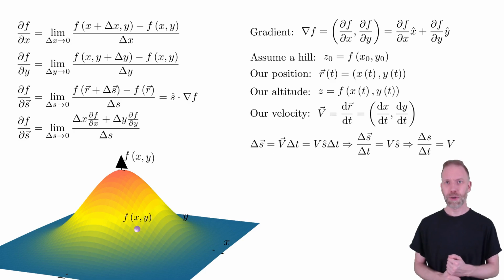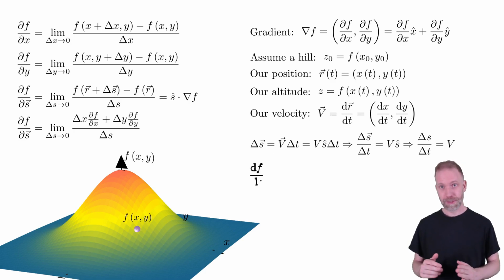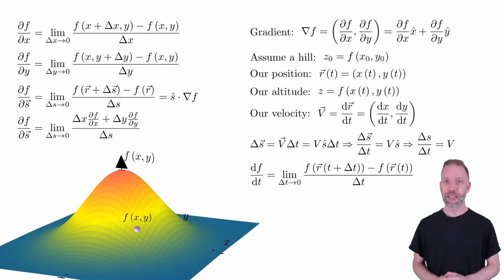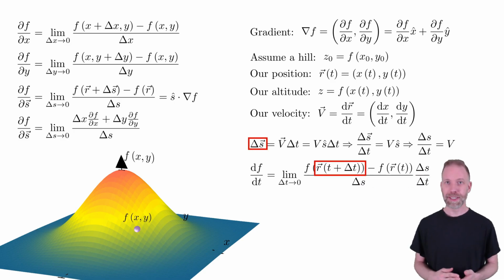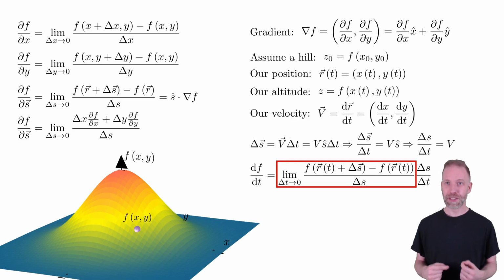Let's introduce the total derivative with respect to time. We can multiply and divide by delta s. Let delta s and delta t swap places. The position vector at time t plus delta t should be the original position plus our change in position, delta s. This expression is the directional derivative.